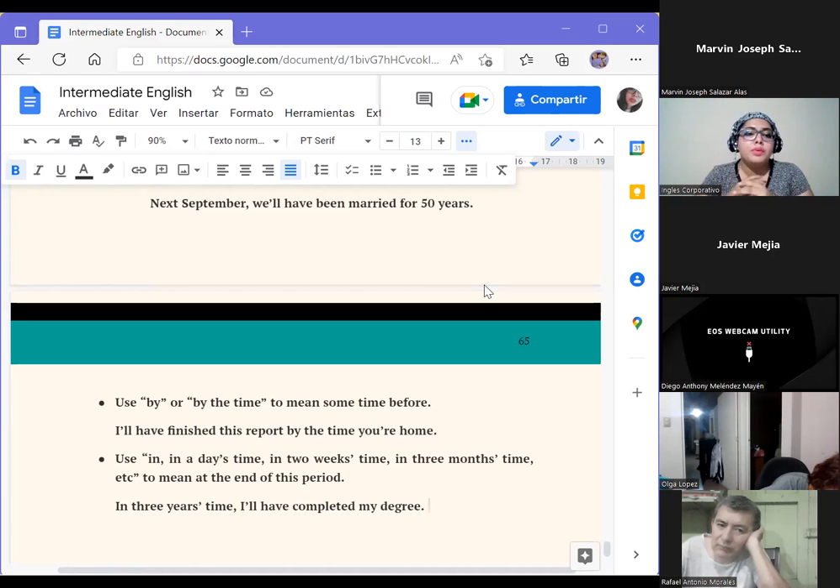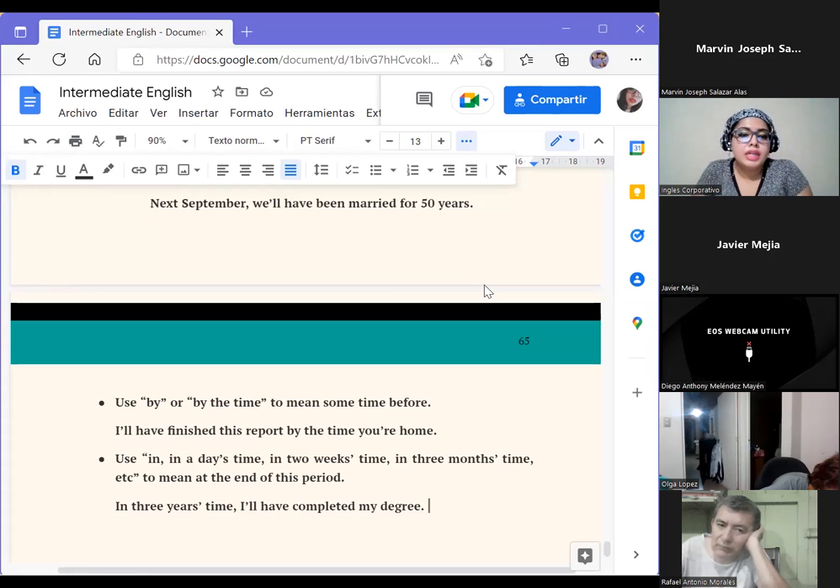Then in use number two, we are going to use "by" or "by the time" to mean some time before. In this case, we are doing something and we are planning to end that action at a specific time. As in the example, "I will have finished this report by the time you are home." So we can count the minutes or the hours for the travel, and in the meantime we are going to continue working on that report. So we have a specific time by which I need to complete that action, and I'm going to end the action before the time has passed.